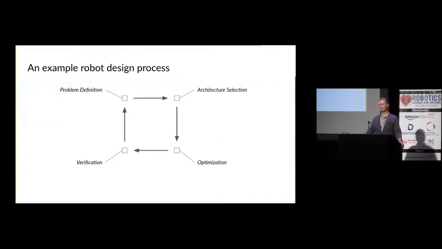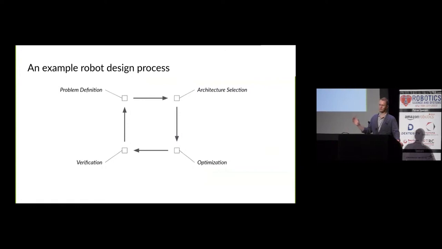At a high level, we like to think about this sketch of the robot design process. This starts with high-level design in problem definition and architecture selection, where the designer needs to think about what task they want to solve and what robotic system they're going to use to solve that task. And then it proceeds to a lower level, where the designer needs to optimize their given architecture and then verify that their design will achieve the desired amount of performance.